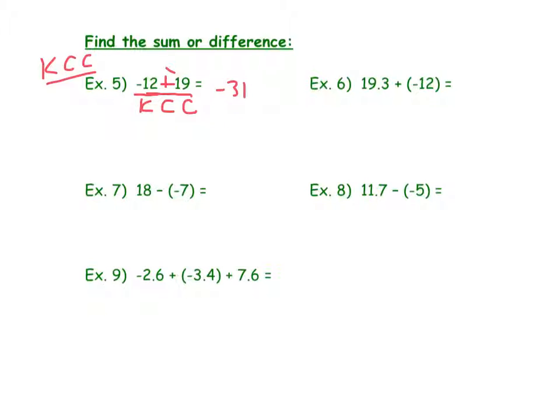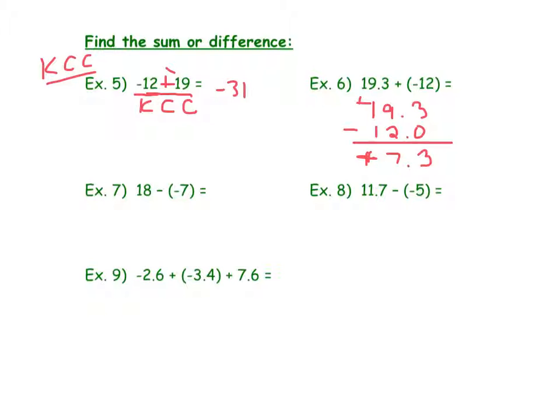All right, example 6 is adding. So the signs are different. So since the signs are different, we have to subtract and take the sign of the bigger number. So I take the bigger number, which is 19.3. I'm basically adding a -12, which means I'm going to subtract. You can add a 0 as a placeholder, and you'd end up with 7.3, if I did that right. And the 19 is positive, so your answer is going to be positive.